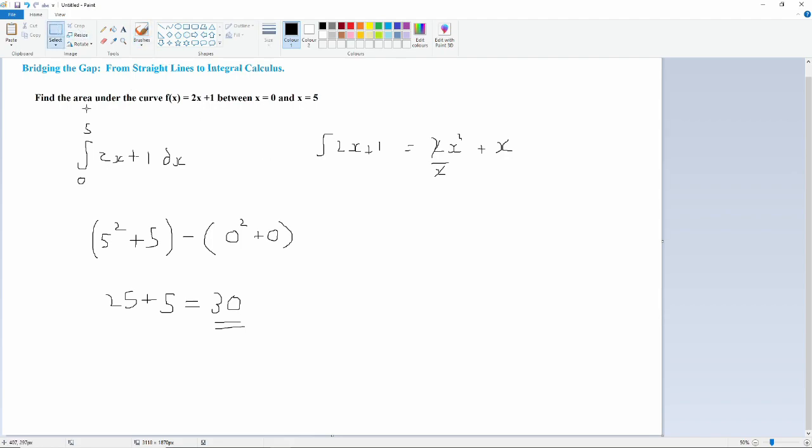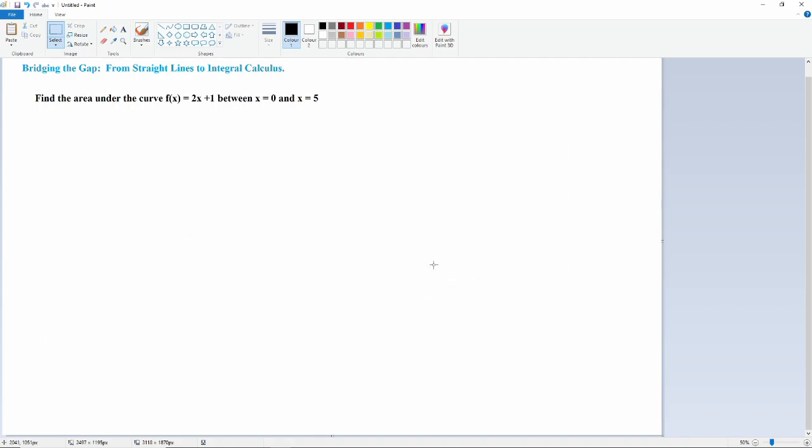Okay, I hope that was helpful. And I think we can call it there. I mean, there's an awful lot to do with regards to integration, but this is integral calculus. And the title of the series was From Straight Lines to Integral Calculus. We are now doing integral calculus, so I'm going to leave you there.